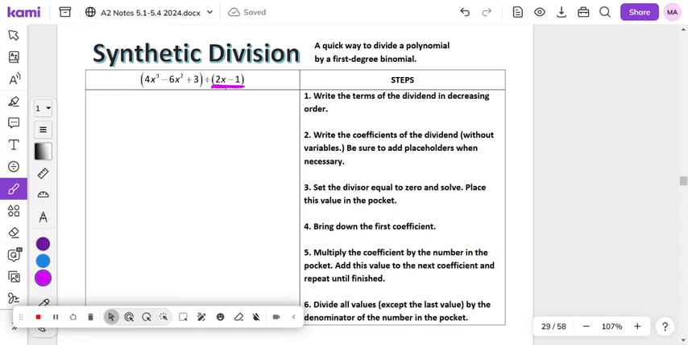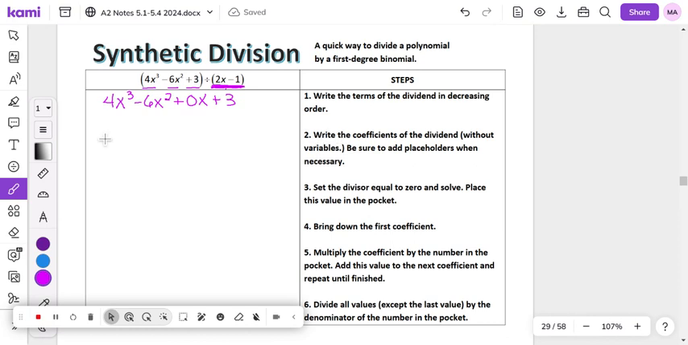So I have the steps listed for you right over here, and we're going to work through those. So first of all, it says write the terms of the dividend in decreasing order. Well, that's already done because look, we went from x cubed to x squared. We don't have an x term, and that's going to be important, but then we have a 3. So maybe you even want to write that 4x cubed minus 6x squared plus 0x plus 3. Okay, just added that because we did not have a term that had a plain old x, first degree.